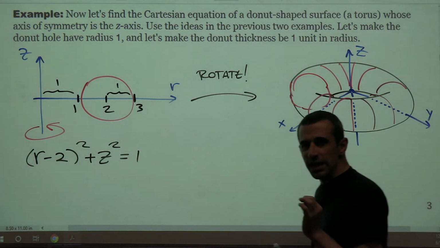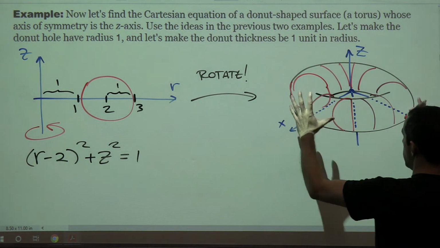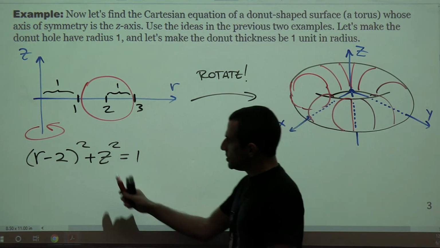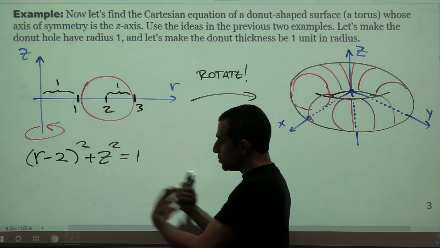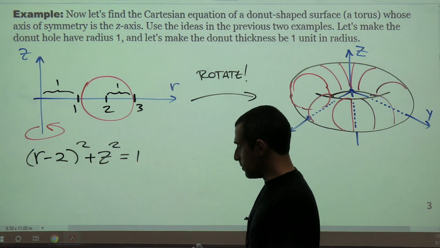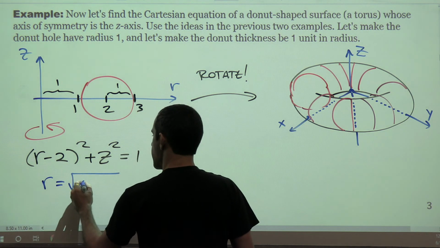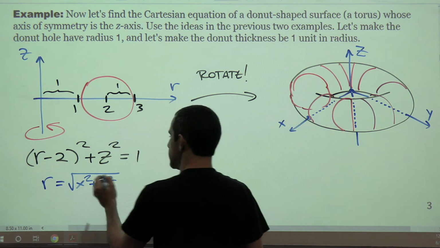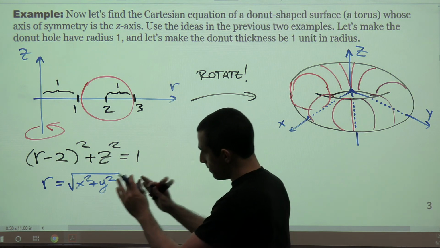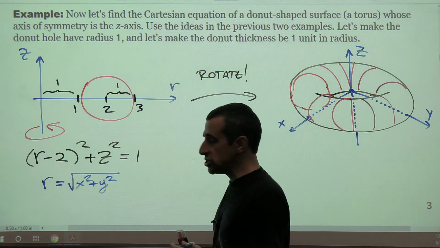So this is roughly the picture of your donut surface. So now, what is the Cartesian equation of this donut surface? You take this equation here, and then you just convert it to Cartesian. So remember, r is the square root of x squared plus y squared. That's the conversion formula from polar to Cartesian.